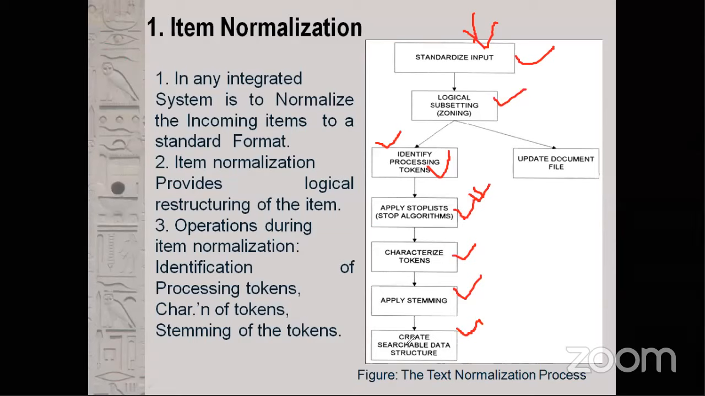So in an information retrieval system, the first aspect is item normalization, and in it you have to do these things. I think all of you are clear about this. In the next class we will discuss the next point, that is selective dissemination of information, that is, whatever information you have to identify. In today's class, if you have any doubts, you can ask.